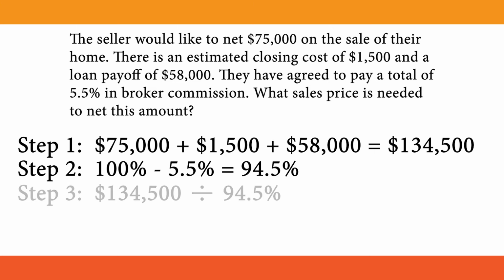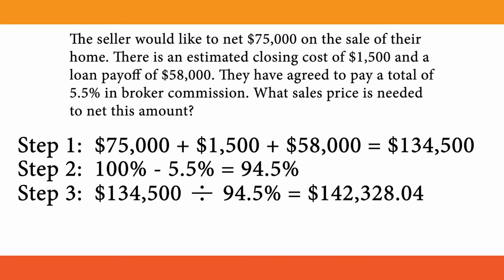94.5%. And for Step 3, let's take the answers from Step 1, $134,500, and divide that by Step 2's 94.5%. The minimum sales price of the seller's home will need to be $142,328.04 to bring in the desired net of $75,000.